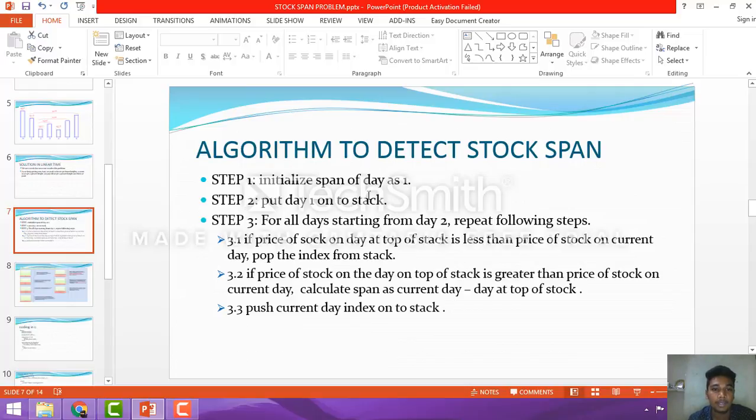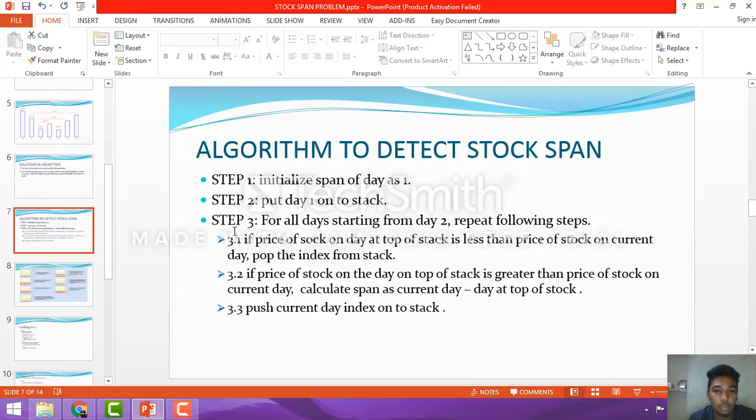So step 1, initialize span of day as 1. If you take any algorithm in a stock span problem, we have to initialize the first day as 1. We have to give the value as 1 for all the data, and then step 2, put the day 1 value on the stack. I will show you later. First let me finish the algorithm.